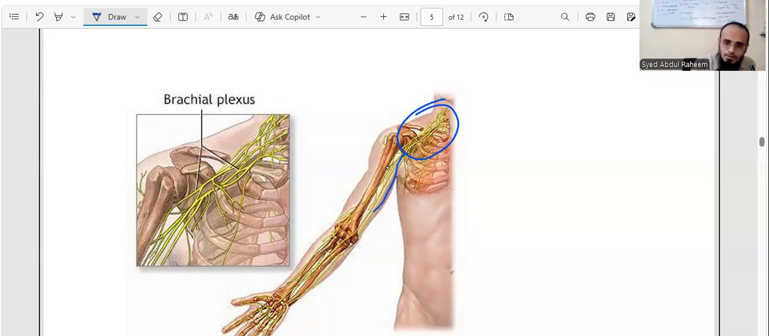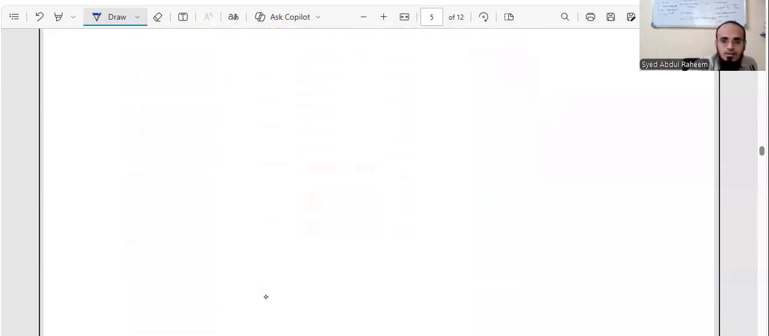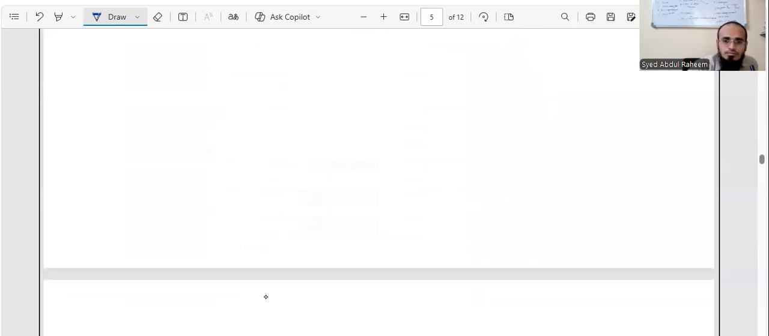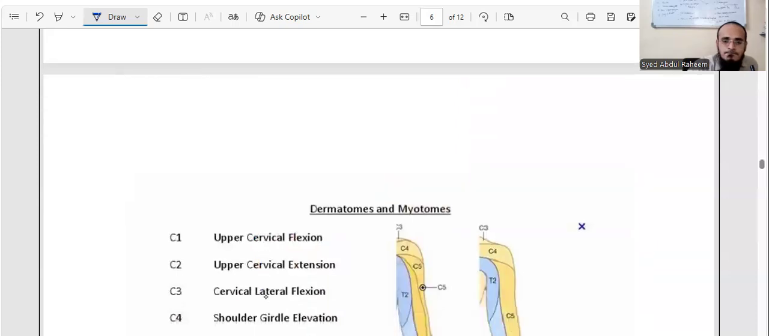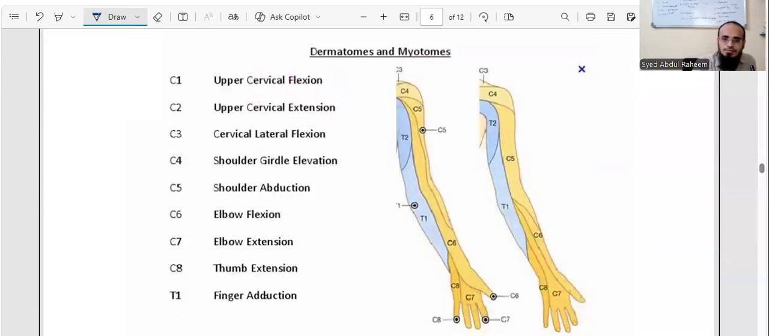Dividing and going like this, entering into the limbs. So, which nerve is affected? We have to know the basic idea. You can see that this image will help you a lot, I think. So from here, C3 is going to start.